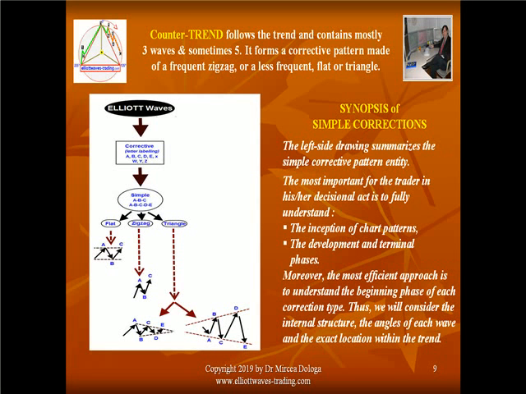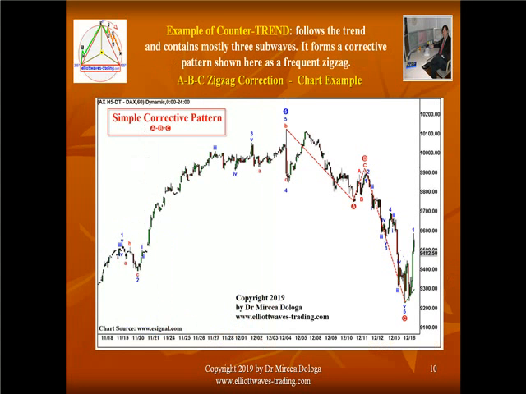The most important thing for the trader and his or her decisional act is to fully understand the inception of the chart pattern and also the development and terminal phases. Moreover, the most efficient approach is to understand the beginning phase of each correction type. Thus, we will consider the internal structure, the angles of each wave, and the exact location within the trend.